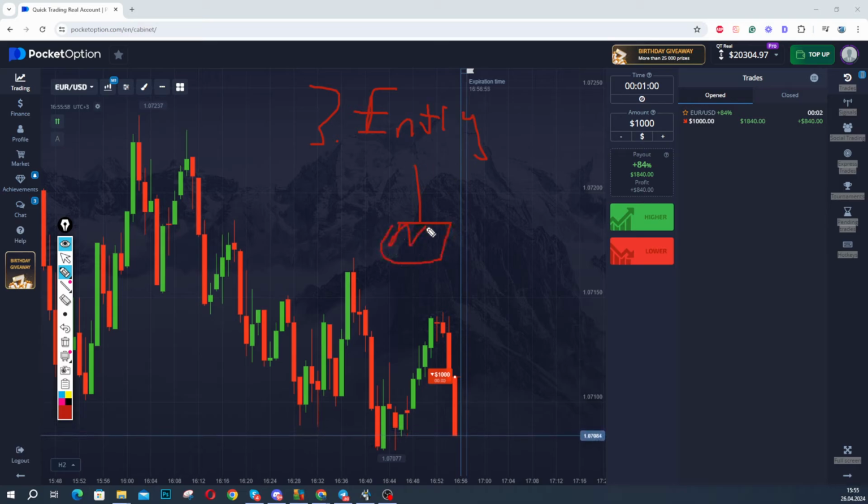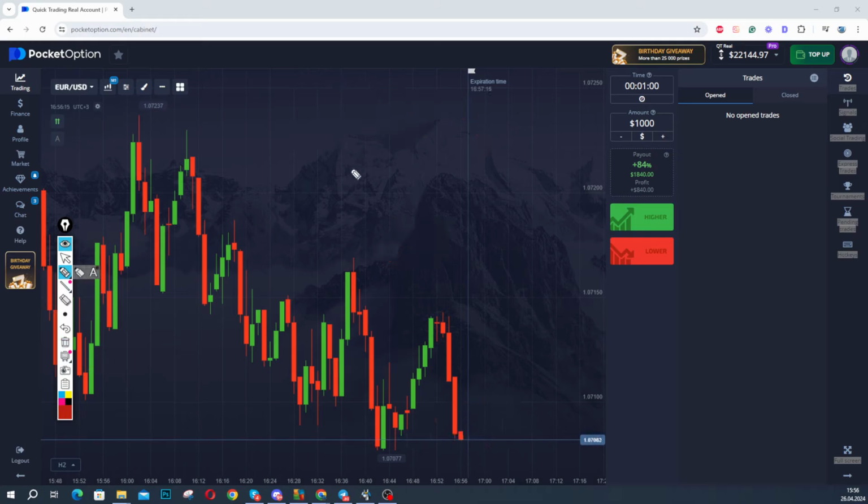This is a wick of a candle, okay? Or we are using a color change. So I won this trade, easy money, $840 on a nice afternoon, and I'm ready to go on Friday to the weekend. That's it, guys. You need nothing more.